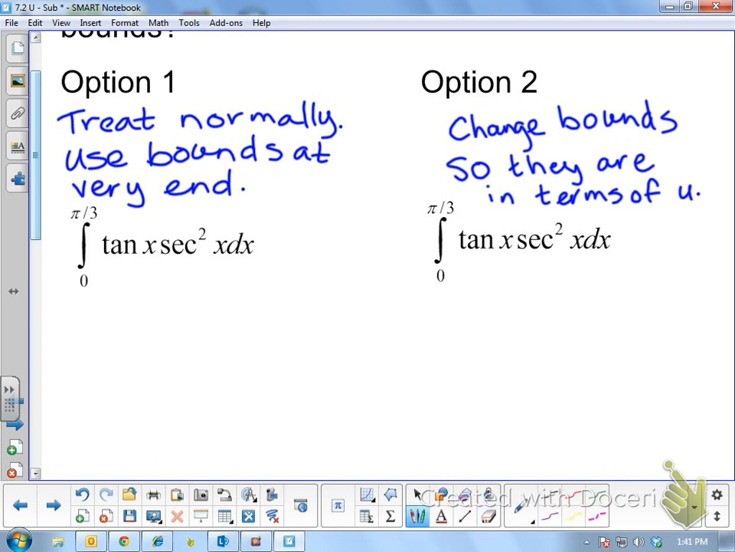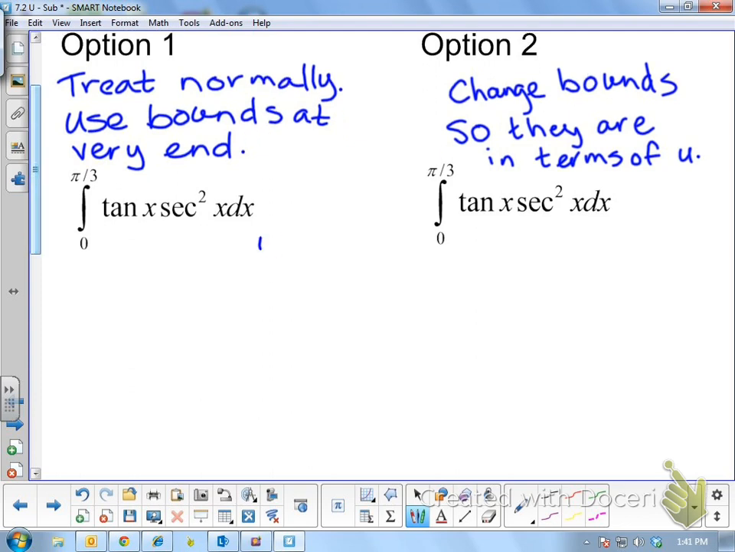So we tried secant, it didn't work. What's our only other option? Tangent. So now we're going to pick tangent. So then we get dx is du over secant squared x.